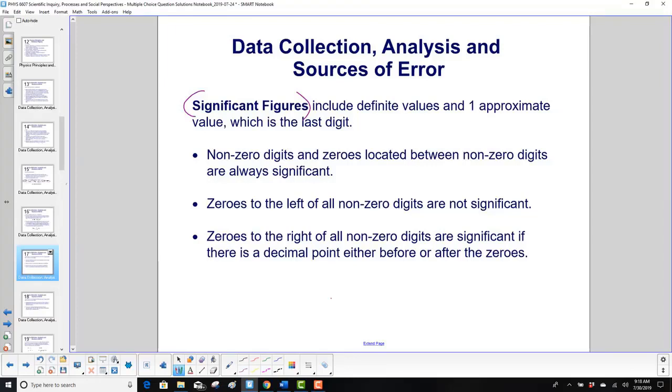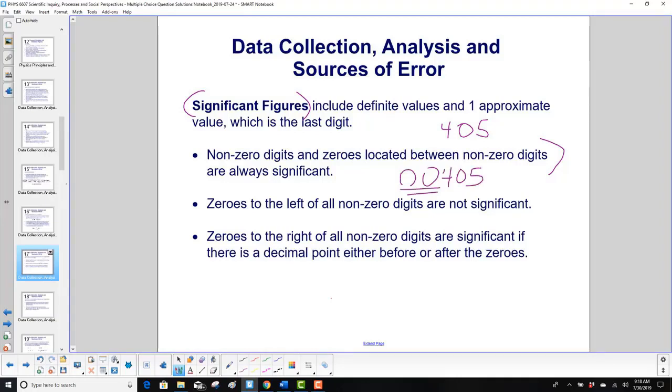And then some rules. Non-zero digits and zeros that are located between non-zero digits, so if you have a 4, 0, 5, those are all significant. Zeros to the left of all non-zero digits are not significant. So if you have a number like this, these are not significant.